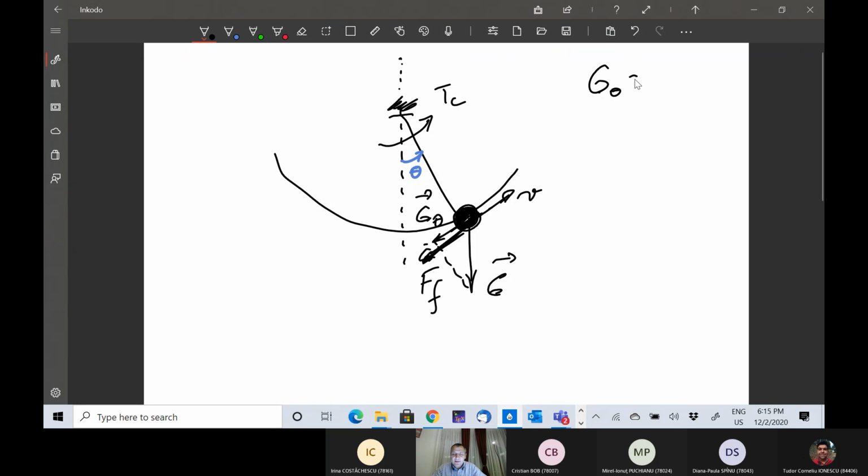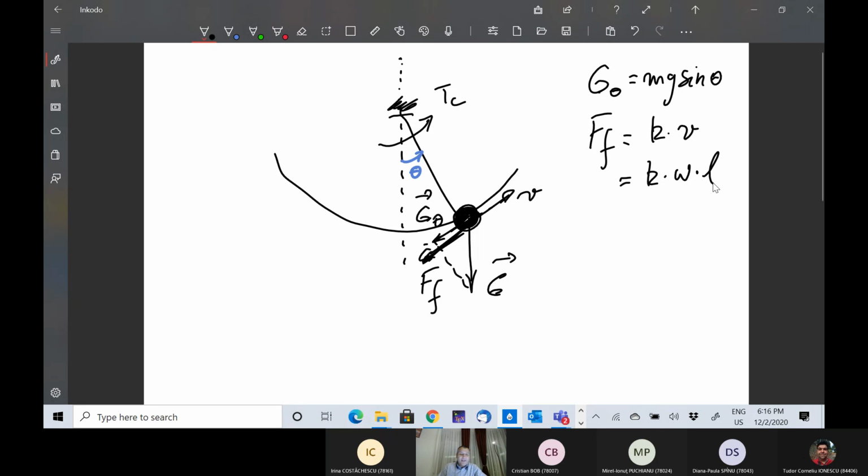The tangential component is obviously mg sin theta. We retrieve the same theta as well. We have the tangent to the circle here. And the friction force, as I said, is proportional to the speed, so it should have a constant proportion with the tangential speed. But the tangential speed is the rotational speed omega multiplied by the radius.